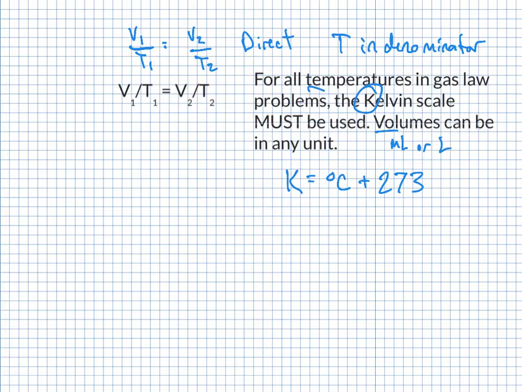So, we've got 4 different variables. We have V1, we have V2, we have T1, and we have T2.